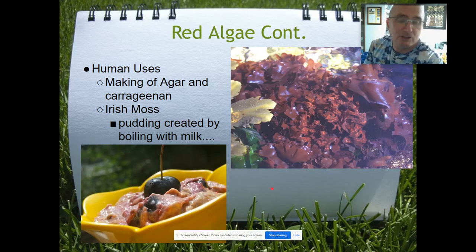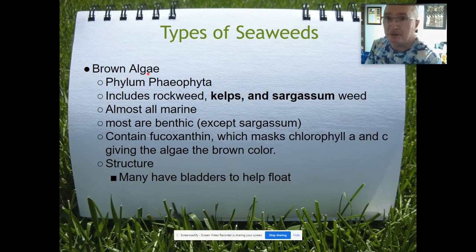So anyhow, let's talk about brown algae. This is in phylum Phaeophyta, so kingdom Protista, phylum Phaeophyta. It includes specimens like rockweed, the kelps, and sargassum. We're going to talk about kelps in a minute, and then later we're going to talk more about sargassum because this is an example of a seaweed that we have here in Florida. We see it washed up on our beaches all the time.